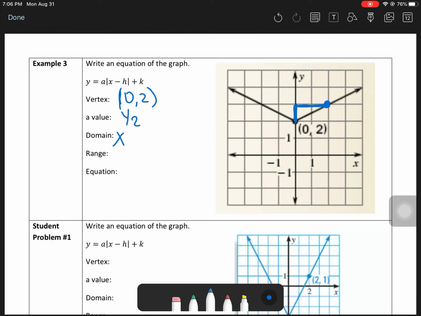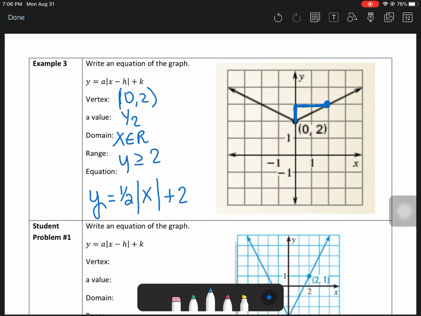Our domain, x is an element of the real numbers. Our range, since our function is going up, y then will be greater than or equal to 2. And when we write our equation, our a value is 1/2 as we substitute in x minus 0. We don't need to write that in. We can just leave it as x and then plus 2.